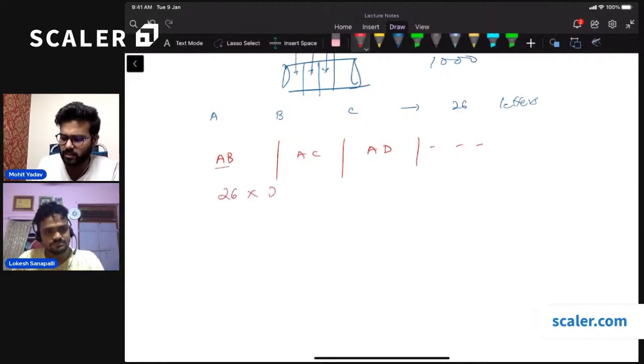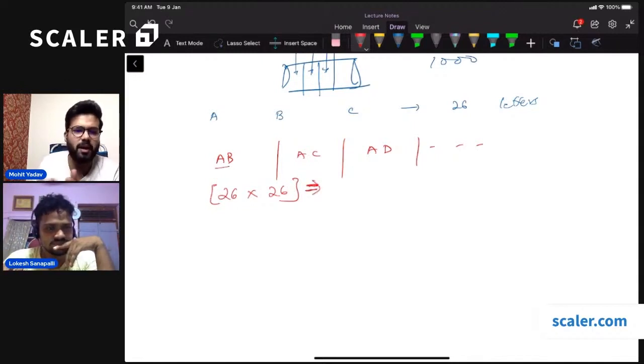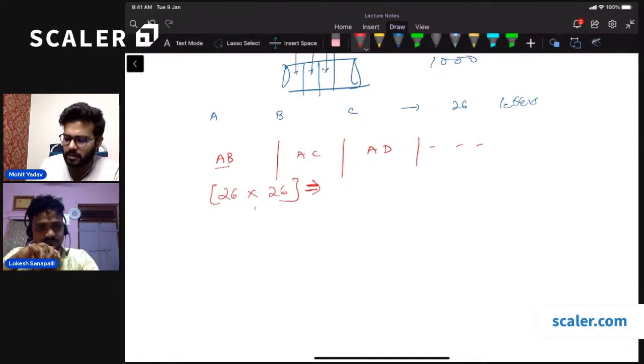Okay, suppose with this I'll have 26 into 26 combinations, so these many machines. It is not really necessary that I have that many machines, I might have fewer machines. That is also true. So how would you map this number with the number of machines that I have?